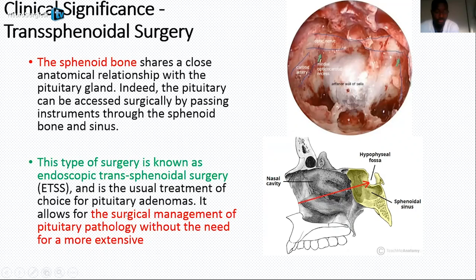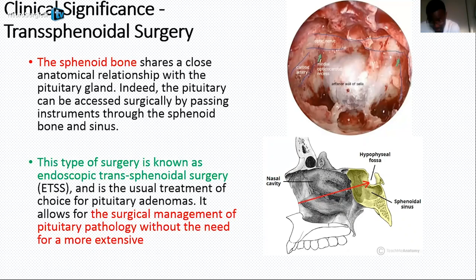So we can see this landmark. You have the nasal cavity here, you have the sphenoid sinus, and here I talk about this spine crest. And we have here the hypophyseal fossa, and you can access directly to remove the pituitary gland adenoma.